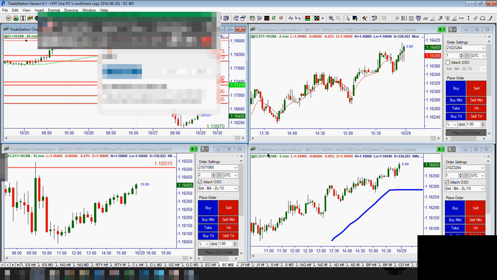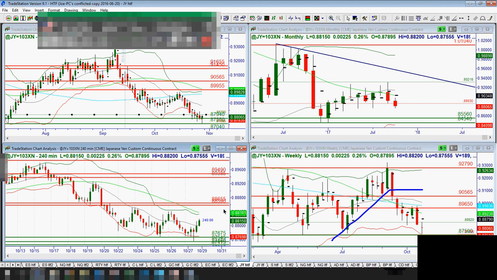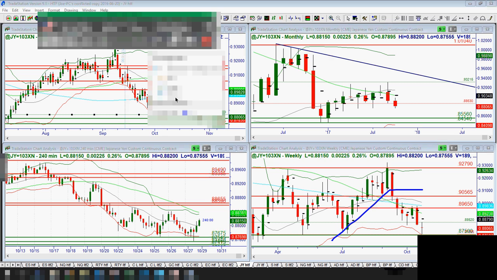Oops. I hope that doesn't freeze up. Sometimes that error will freeze my TradeStation. I really hope that won't be the case right now. Let's see. Nope. Okay, good. All right, let's erase.